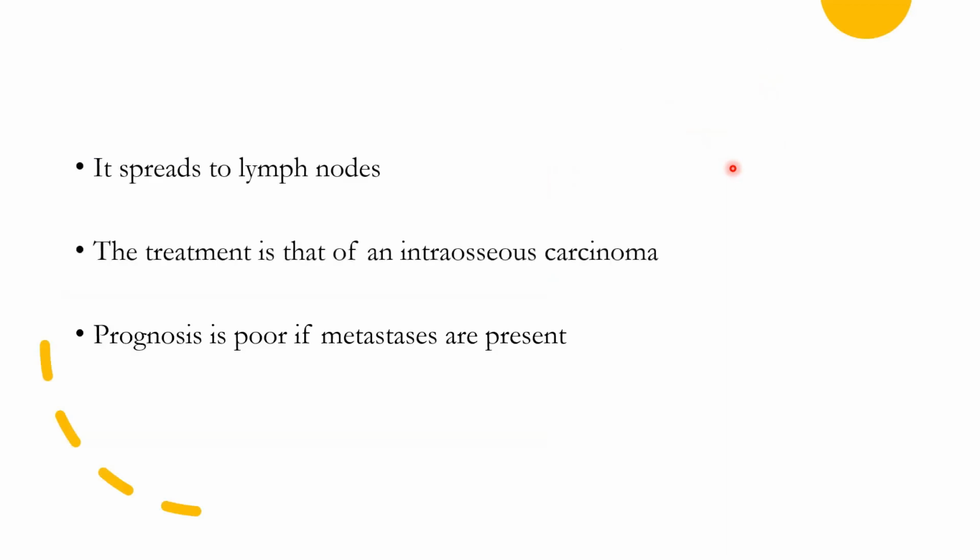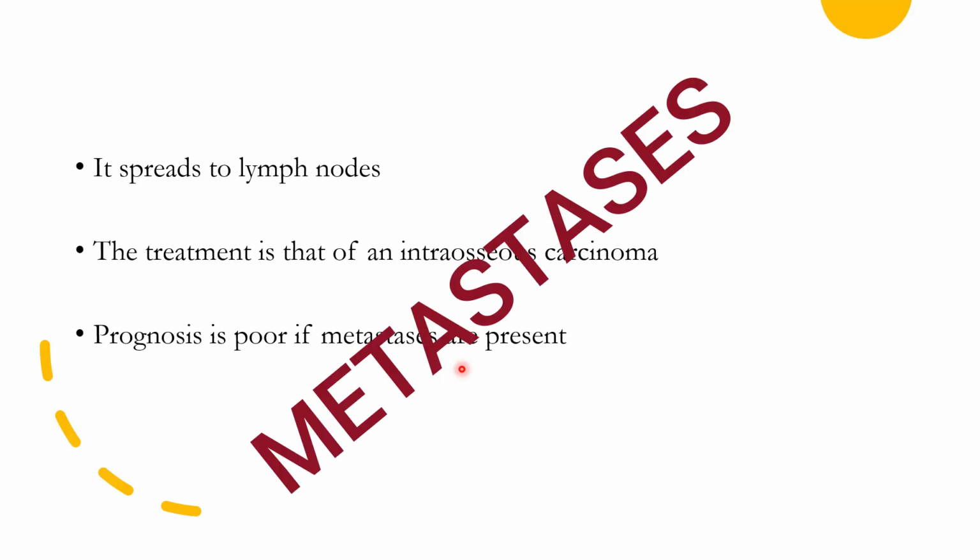So the lymph node is the way of the spread, like most other carcinomas. The treatment is also similar to that of any other intraosseous carcinoma, but the prognosis is very poor, especially if the metastasis is present. If you remember, I told you in the beginning of this series that the death by cancer is not by the primary tumor at all. In most of the cases, it is because of the metastasis, unless the primary tumor is present within the brain or any other important organs. Other than that, the death is mainly by the metastasis.